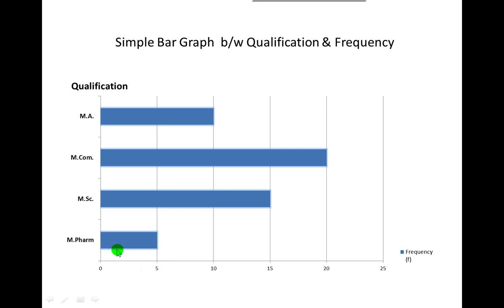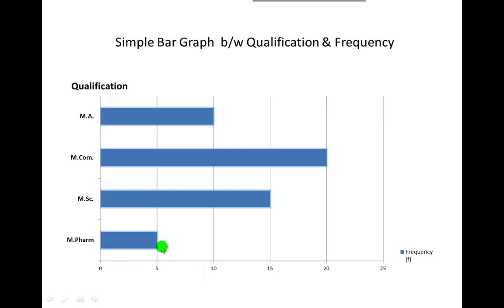Plot the bar for MPharm, whose maximum value is 5. So draw a bar from minimum 0 to 5, and after a small gap, the gap between the bars should be the same. This is the most important thing, and the size or width of the bar should also be the same. Height depends on the number of values, the frequency.